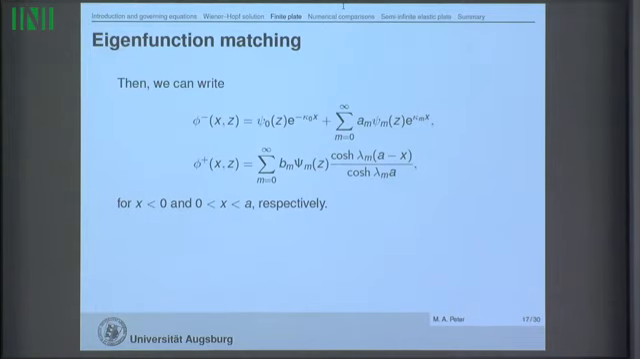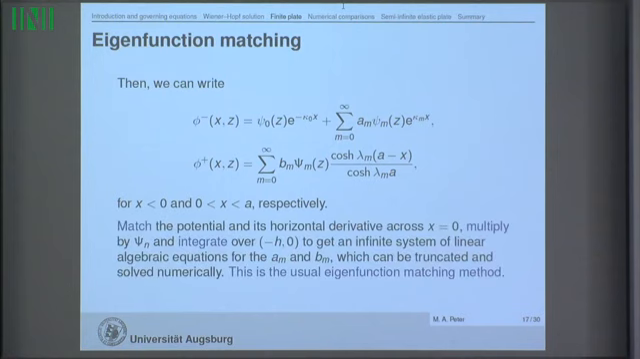Right. So now I basically do what I've alluded to before. I write my potential now on the left-hand side. This is my phi minus, in terms of the eigenfunctions on the left-hand side. I do the same thing on the right-hand side, but with the appropriate eigenfunctions there, where I have this nasty dispersion relation to worry about. And I match the potential and the horizontal velocity across this line x equals 0. I multiply by these eigenfunctions, integrate, and now I could truncate and solve numerically. That would be the standard method, but I want to show you that I can actually do more than that.